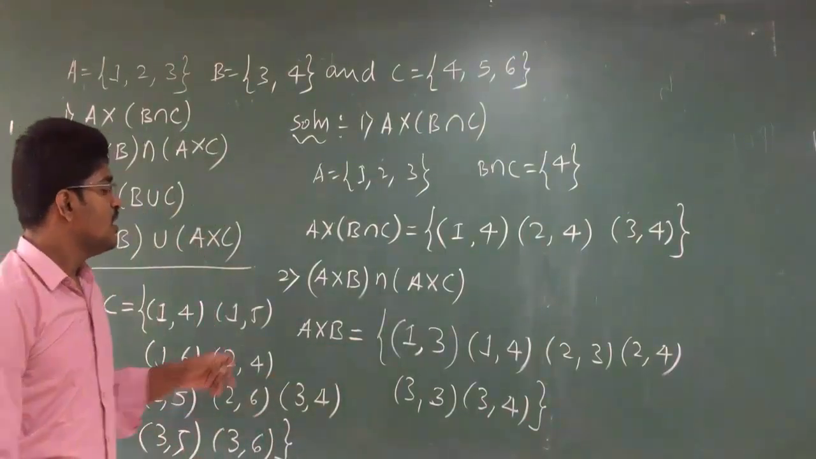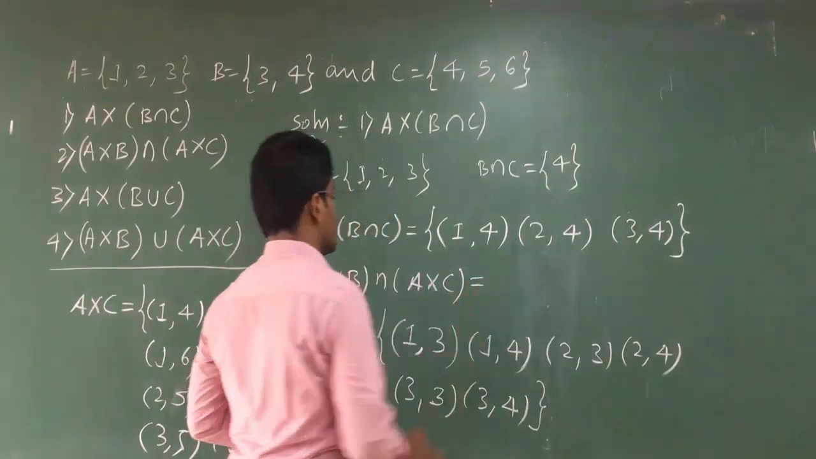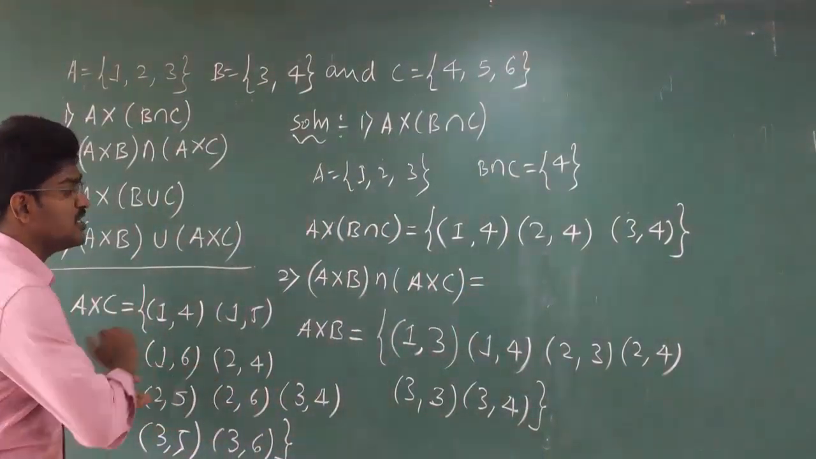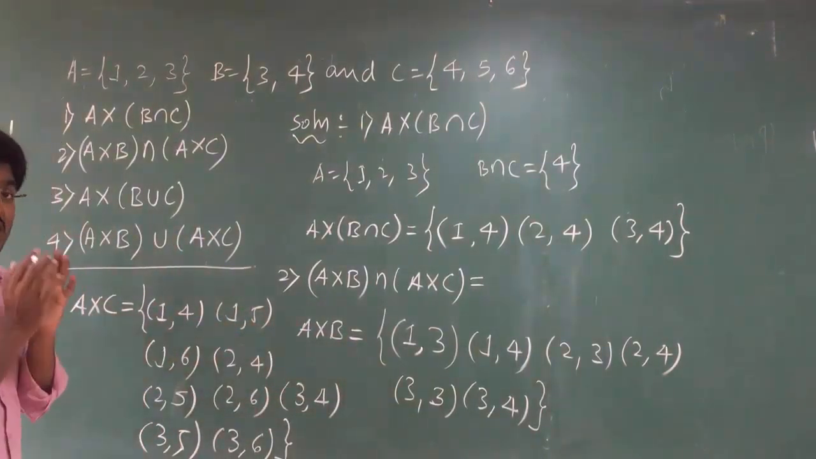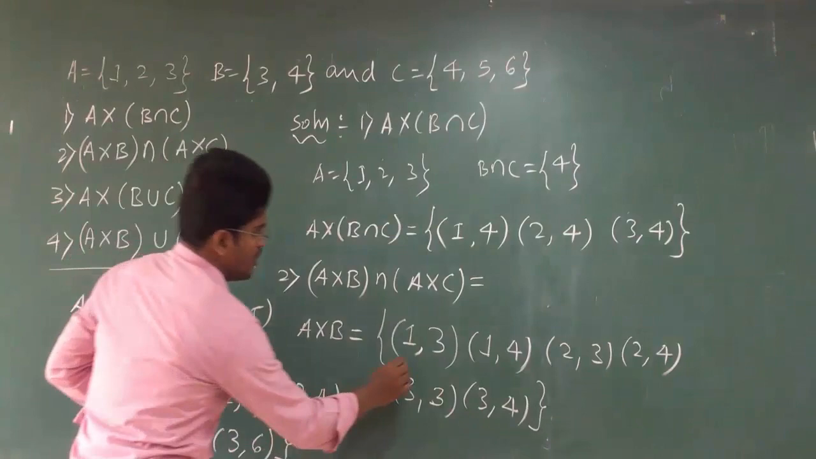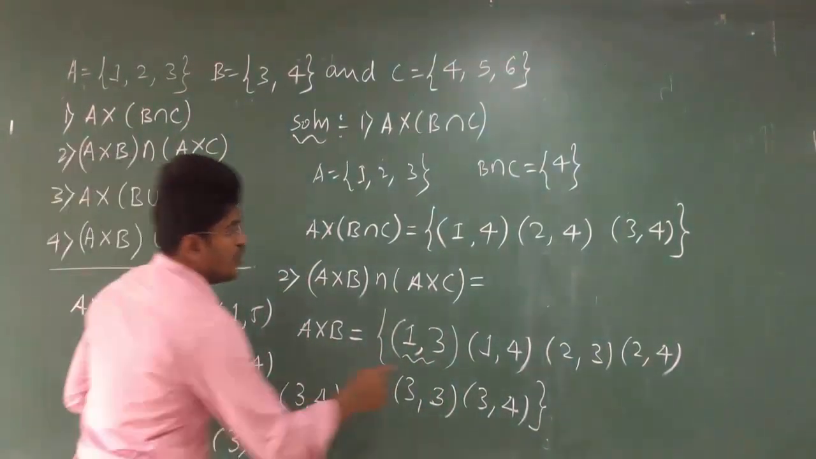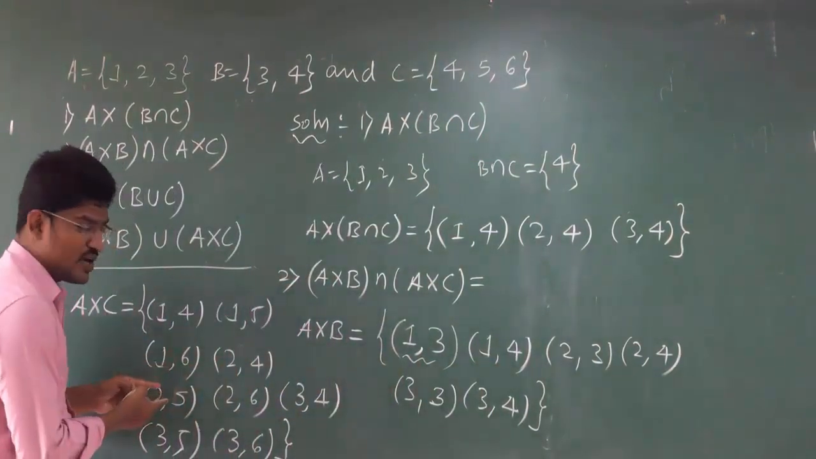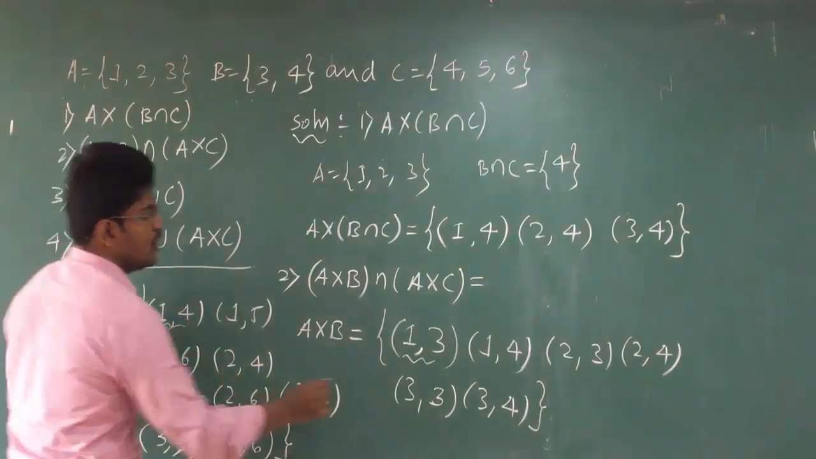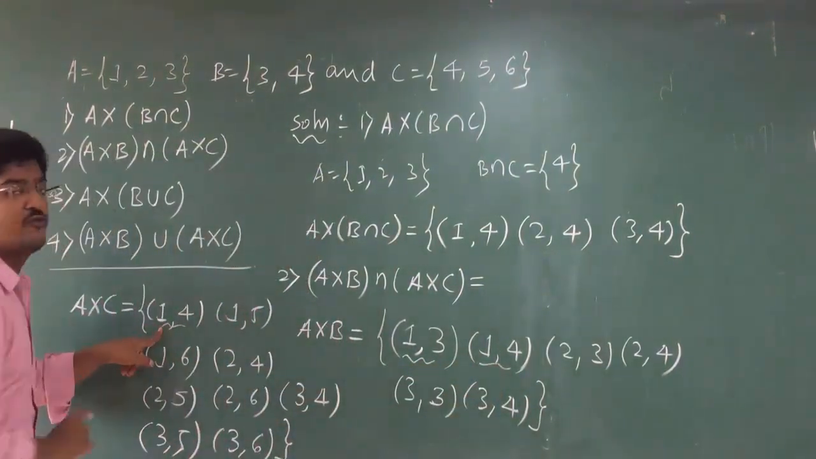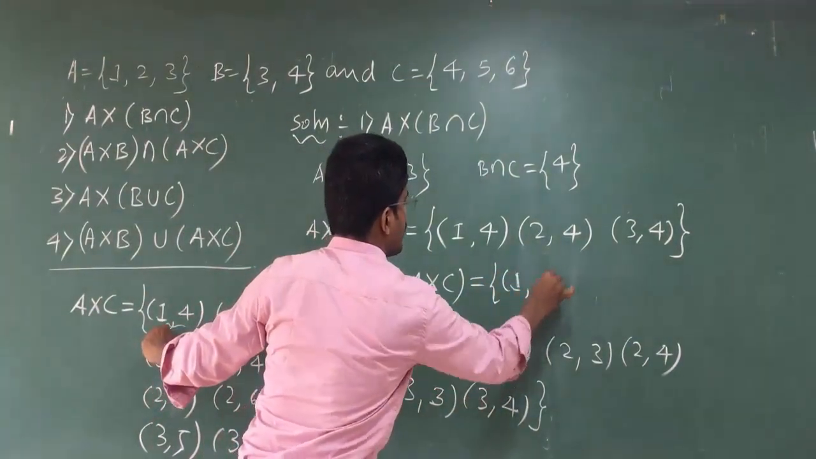So ಇವಾಗ A cross B intersection A cross C solve ಮಾಡಬೇಕು. So intersection ಅಂದ್ರೆ ಏನು? ಕಾಮನ್ ಎಲಿಮೆಂಟ್ಸ್ ಫ್ರಮ್ A cross B and A cross C. ಸೊ ಇದಕ್ಕೆ ಮತ್ತೆ ಇದಕ್ಕೆ ಯಾವ್ದು ಎಲಿಮೆಂಟ್ಸ್ ಕಾಮನ್? ಲೆಟ್ ಅಸ್ ಚೆಕ್. 1, 3 ಇದೆನಾ ಇಲ್ಲಿ? No. 1, 4. Is there 1, 4 here? So see here 1, 4, 1, 4 is present. So it is common. So that is 1, 4.